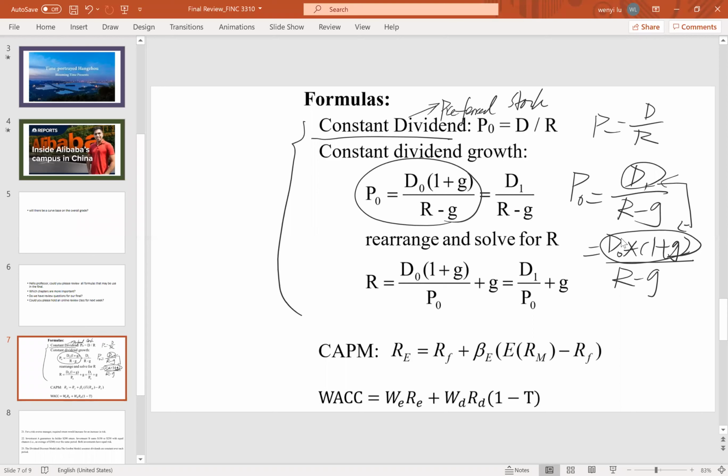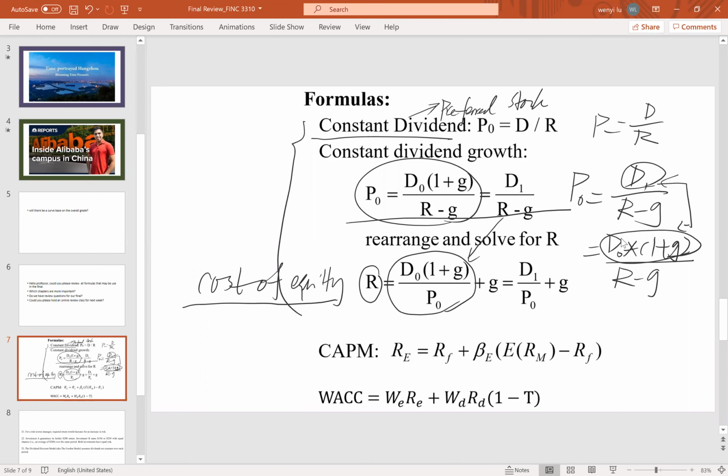And for the cost of equity, we will arrange our equations to solve for R, the required rate of return for the stock. That will be the cost of equity. The return for the investors will be the cost to the company. When we rearrange these equations, we derive R equals D0 times 1 plus G, that's D1, D1 over P0 plus G. So this is the cost of equity formula.